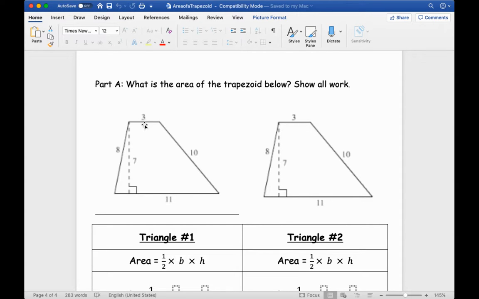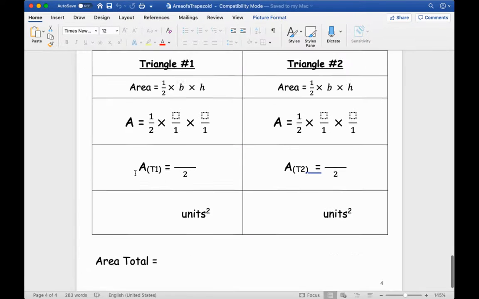And this triangle over here will have a base of 3. This triangle over here will have a base of 11. Okay. And the height will be the same for both of them, which is 7. Okay. So it's just some things to look at.